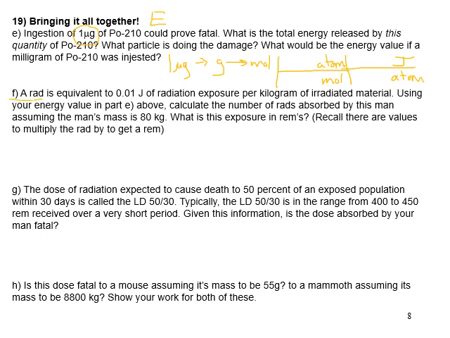Then I wanted us to look at rads. What does this mean in rads? This is an energy in joules. So using the idea of a rad, which is equivalent to 0.01 joules per kilogram of irradiated material, think about the energy value you got from part E, and then calculate the number of rads absorbed by this man, assuming his mass is 80 kilograms. And then what is that exposure in rems? And recall the value to multiply the rad by to get a rem.